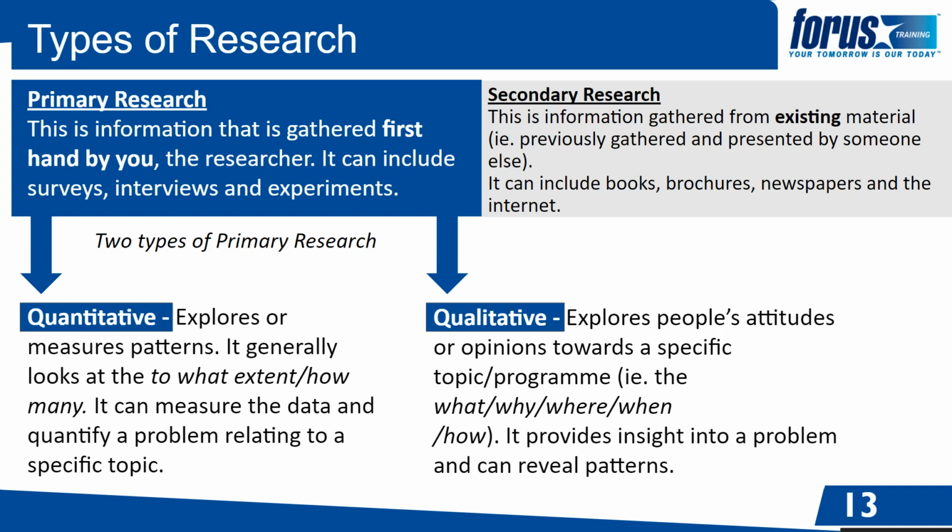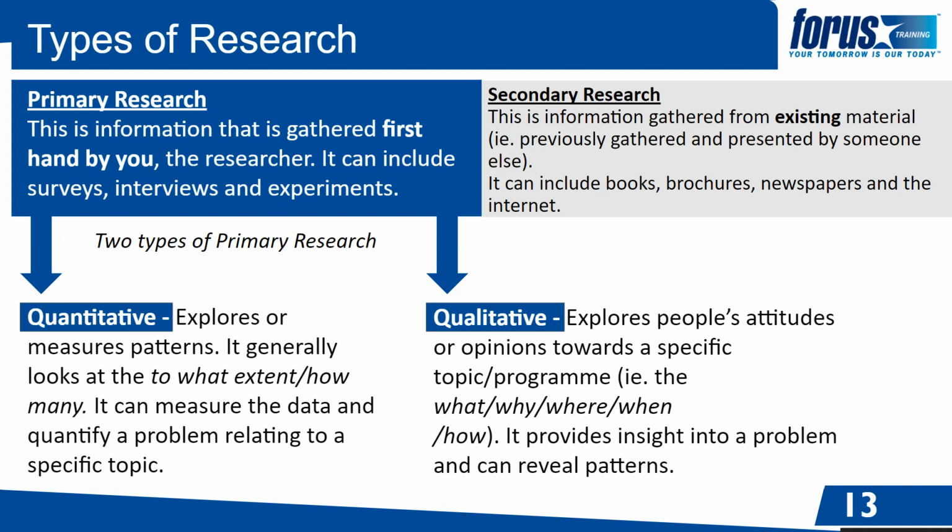So if you are doing primary research on town planning, for example, quantitative information might explore how many cars pass through a particular area over a particular period, but it's what extent and how many, it's measurable. Whereas qualitative data might be derived from doing interviews with local pedestrians or car users, and that would get their opinion towards a specific topic. So they're the two forms of primary research.